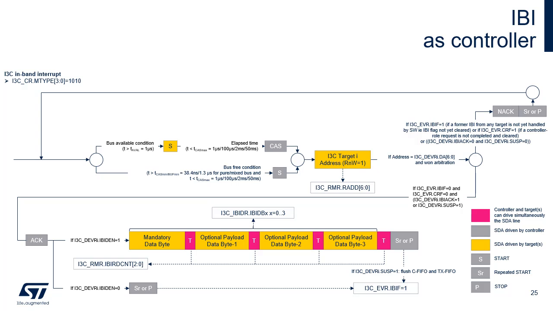When an IBI is received and the previous one is not yet handled by the controller, this second IBI is ignored. The I3C IBI-DR register is used to receive the IBI data payload, and IBI-RDCNT field logs the number of data bytes effectively received in the I3C IBI-DR register.